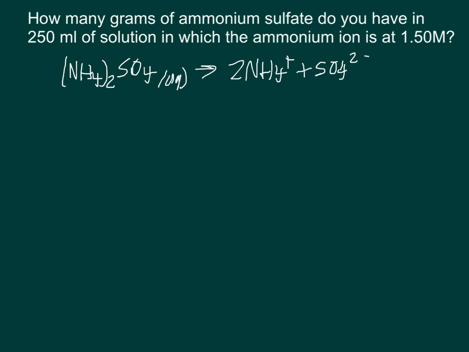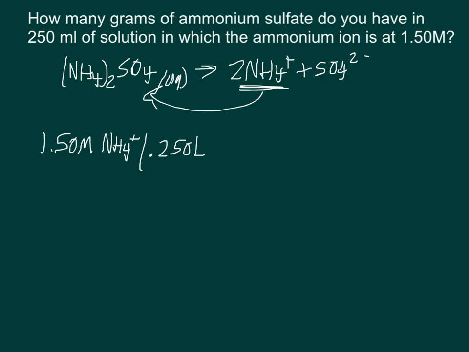So since we know the molarity of the NH4 plus solution here, we're going to have to use that to go back to the moles of the ammonium sulfate, and then use that to find out how many grams of it it took initially to make this. So let's start off by taking that molarity and converting that over. So we have 1.50 molar ammonium, and we have 0.250 liters of that. So that is going to come out to 0.375 moles of ammonium.